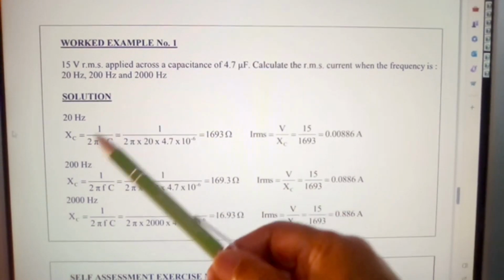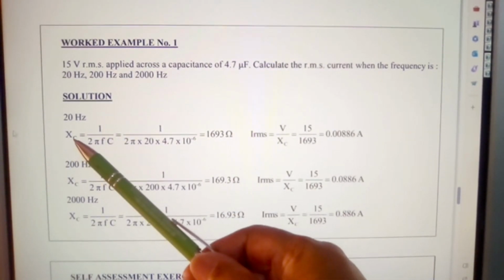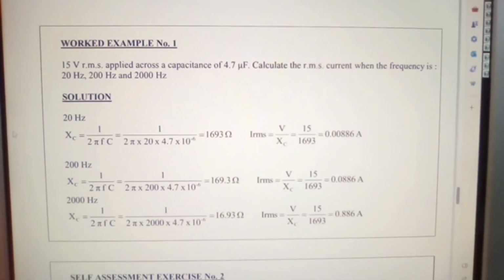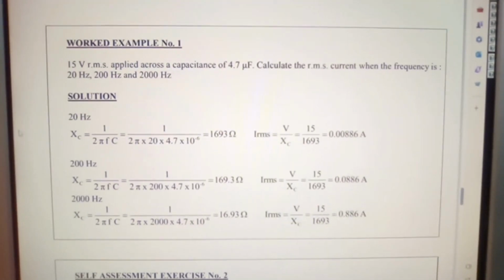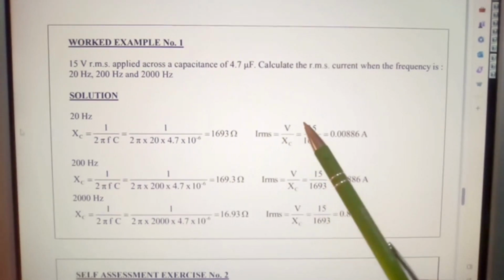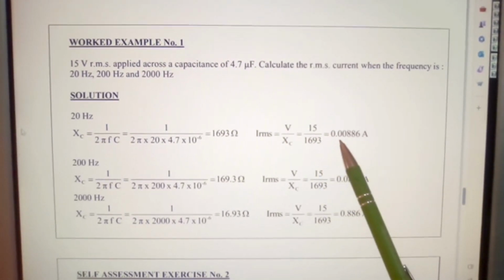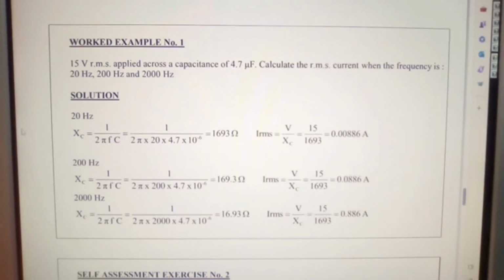Here is your solution. At 20 Hz, XC equals 1 over 2 pi fC. Put in your values. Okay? Confirm that the answer here is correct. RMS current is V over XC equals 15 over 1693 equals 0.00886 amps. Make sure you calculate those values for yourself.